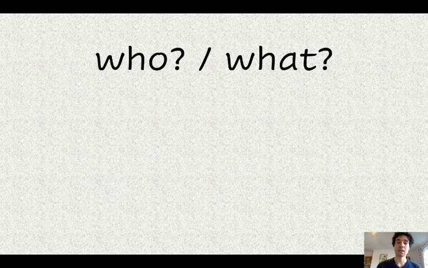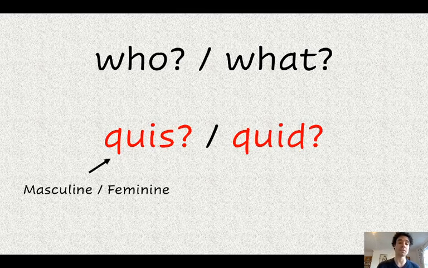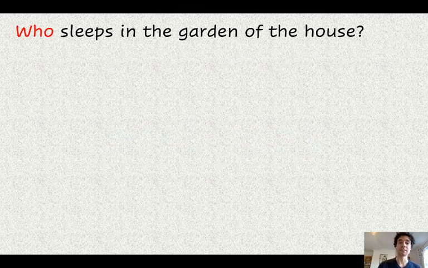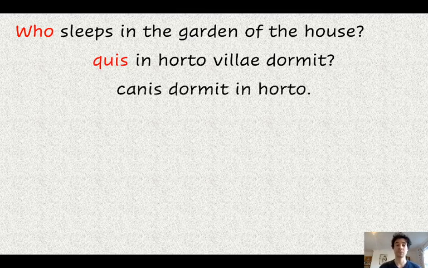So, how do I say who or what in Latin? I use quis for who and quid for what. In other words, I use quis for masculine and feminine and quid for neuter. Let's have a look at some examples. Who sleeps in the garden of the house? Quis in horto villae dormit? Of course, the dog sleeps in the garden.